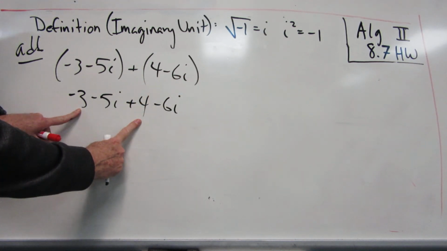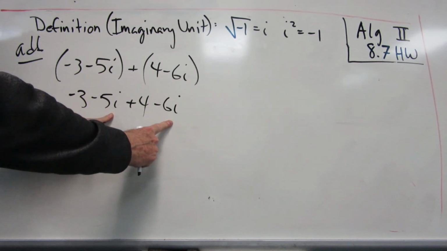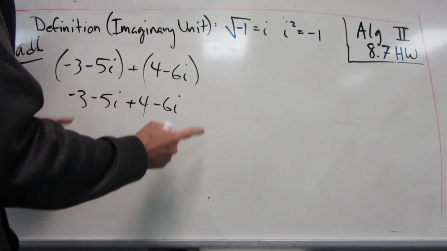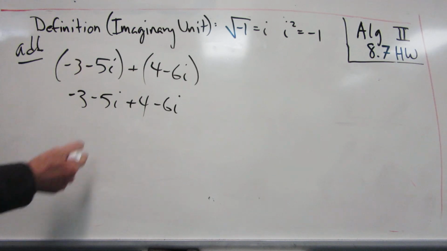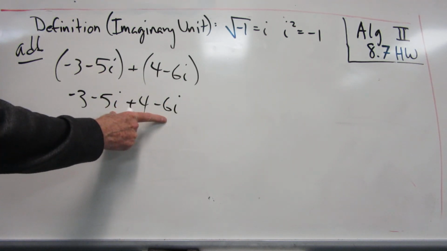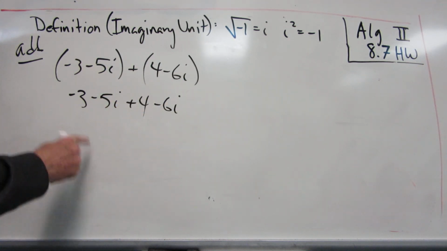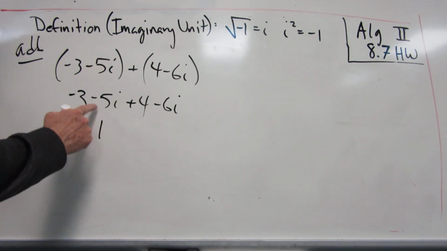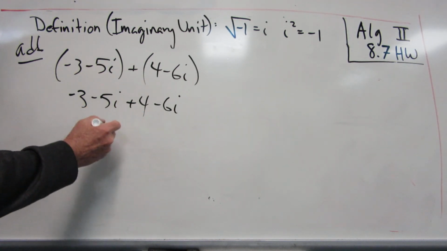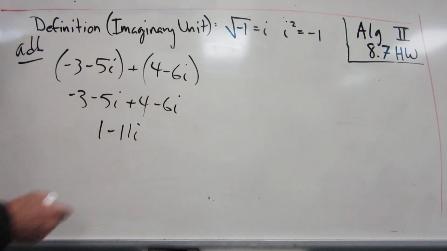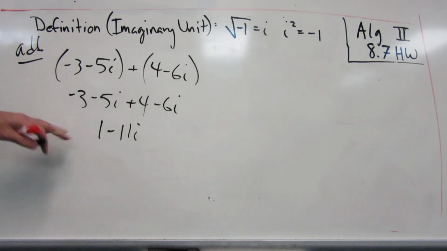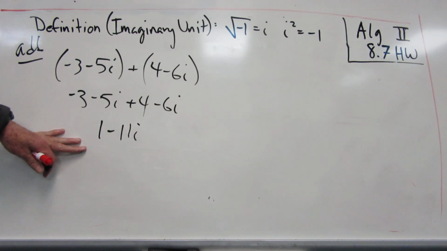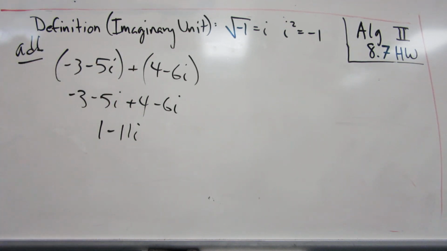I've got constants here, and these are like terms. And these are both imaginary numbers that are raised to the same exponent in this case, so these are like terms. -3 plus 4 is 1. -5i minus 6i is -11i. So there would be the sum of these two complex numbers.